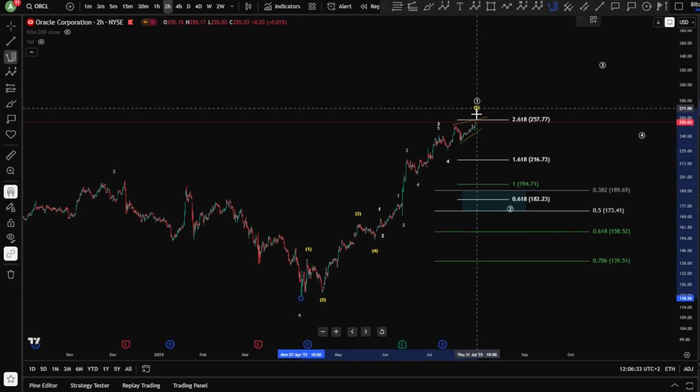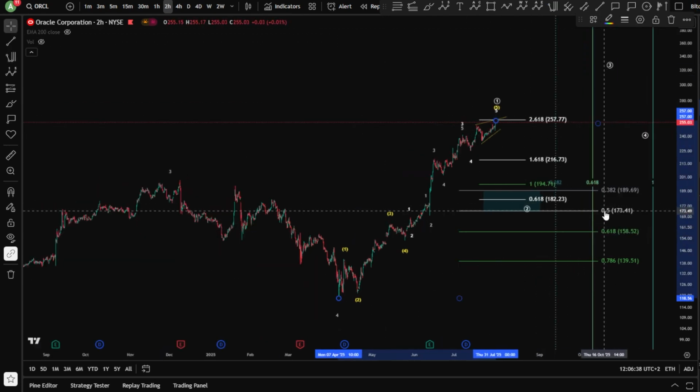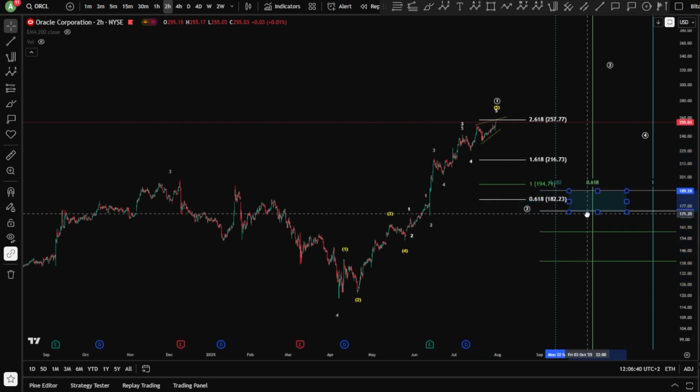Regarding the timing, of course, we need to update the time here for a wave 2. Don't forget that this might be, of course, inside this blue box. Here we go.